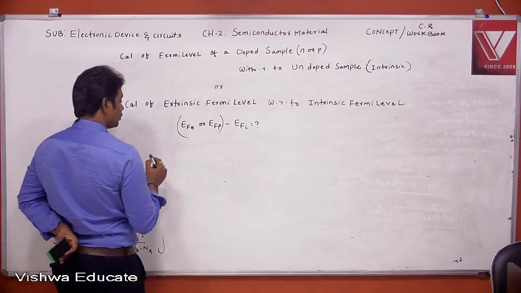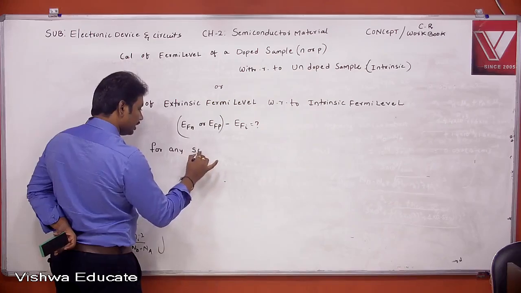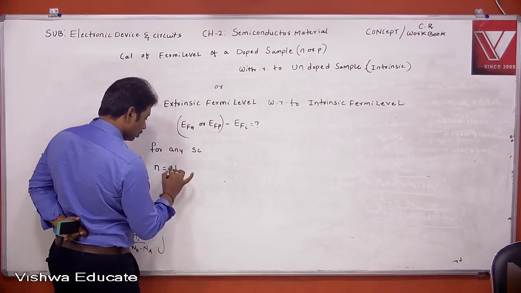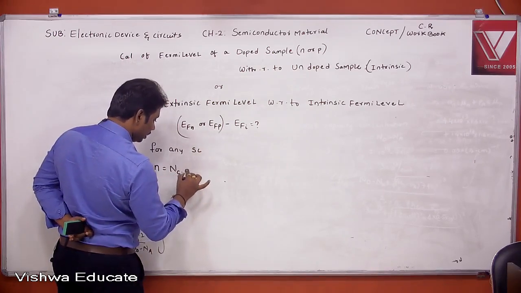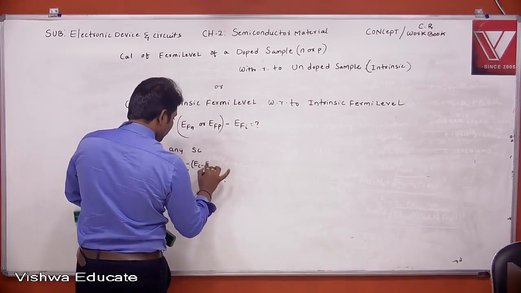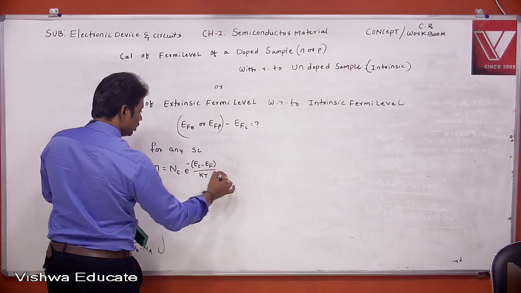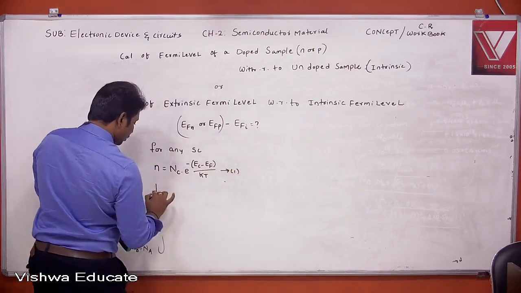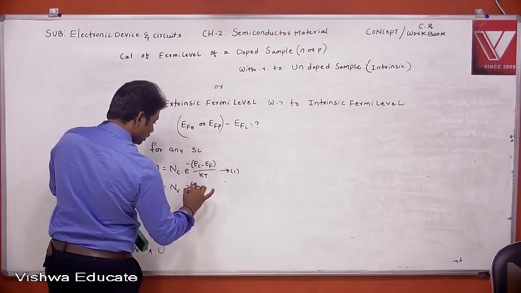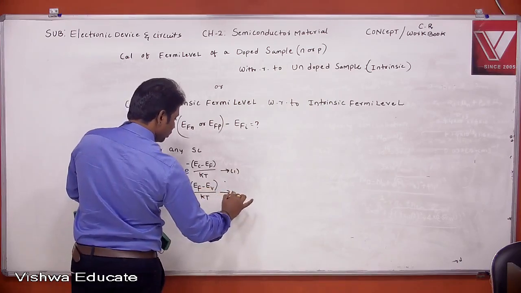See, for calculation of this one, first I can define for any semiconductor. For any semiconductor, what is the electron concentration equation? N equal to Nc into e power minus of Ec minus Ef by KT, right? This is equation 1. And what about the hole concentration? The hole concentration p equal to Nv into e power Ef minus Ev by KT. This is equation 2.